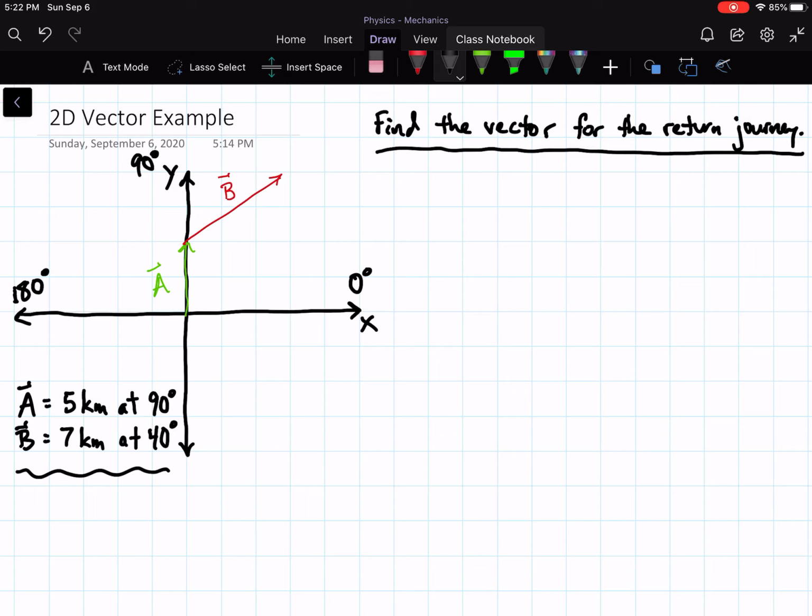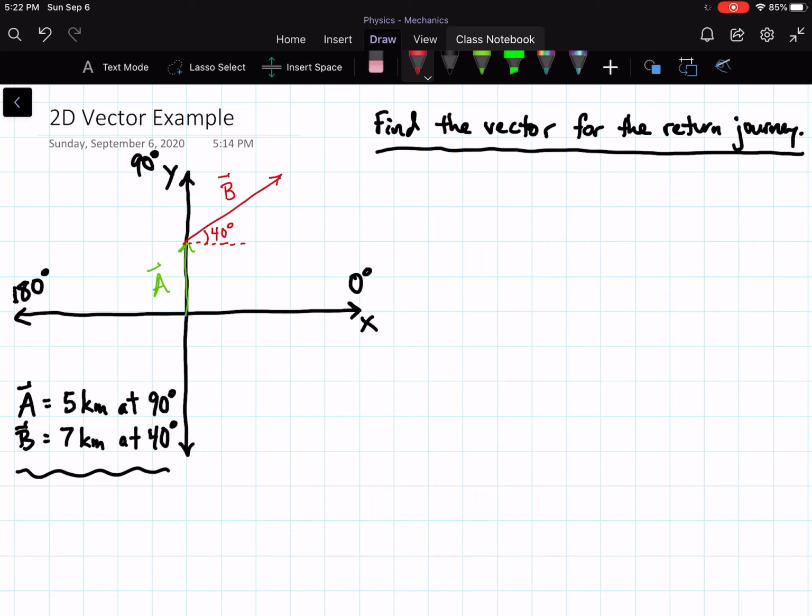In any case, then we've got B. It's 7 kilometers, so we turn right a little bit, and we proceed at 40 degrees. So in other words, this line right here, that angle right in there, is 40 degrees. All right?